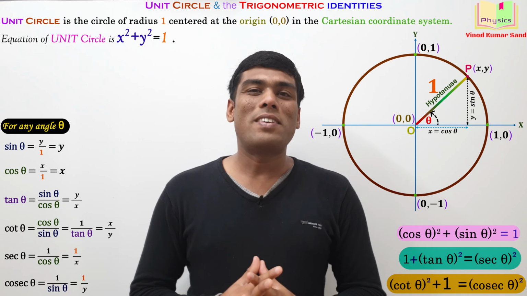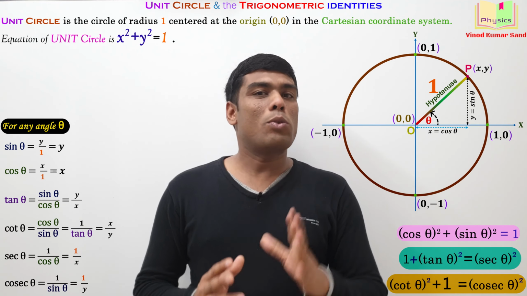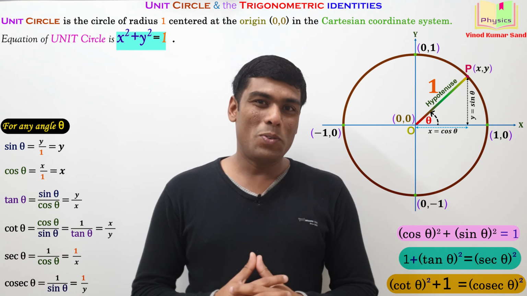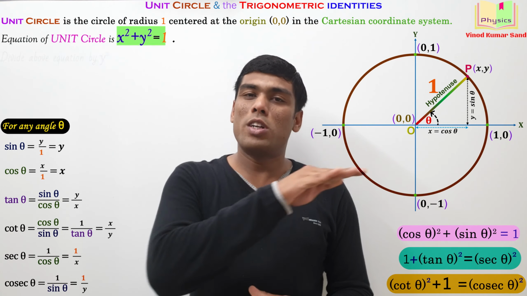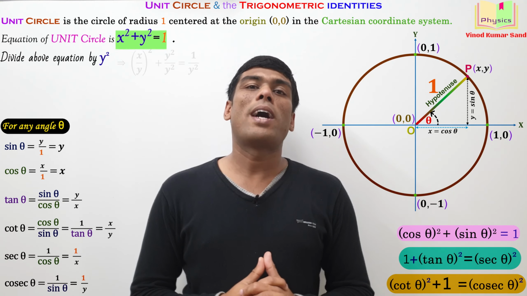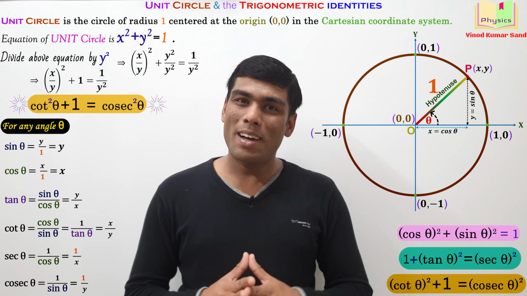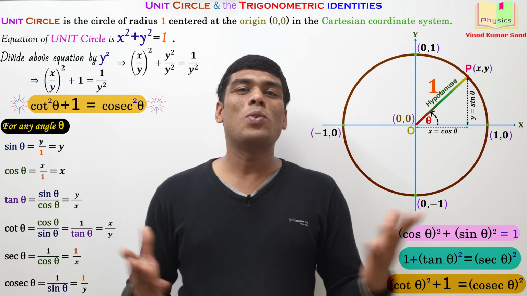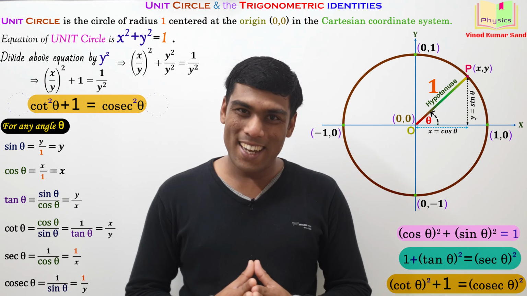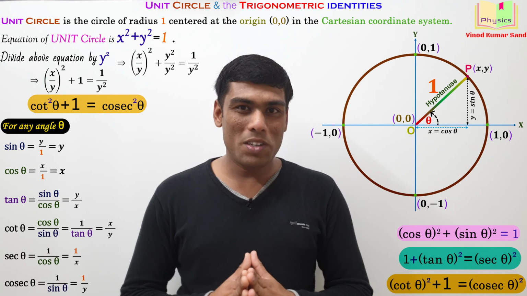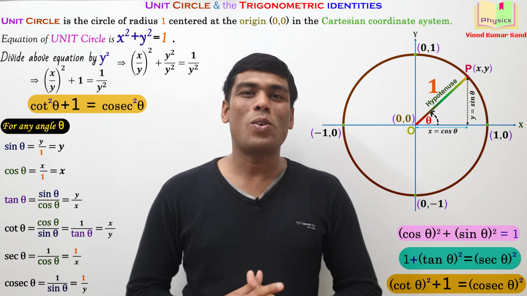For third trigonometric identity, we'll take up the equation of the circle again and let me know what we should do. We should divide the entire equation by y square. So the equation will become cot square theta plus 1 is equal to cosec square theta. I hope you understood it. Note it down, then we'll go further.